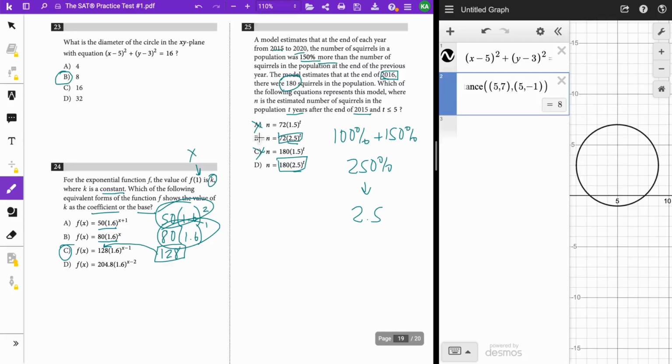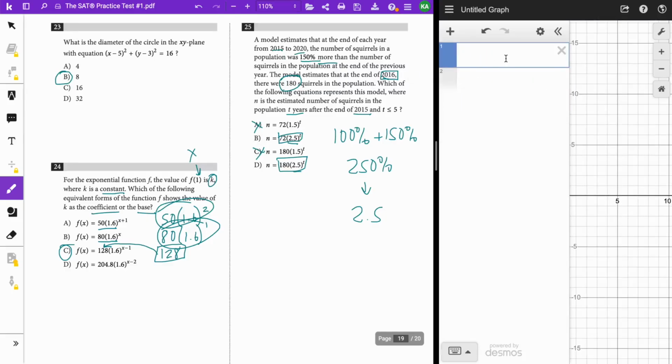So B would be, well, we can figure it out. Let's go over to Desmos and just type in 72 times 2.5. And remember we said t was 1. And look, that gives us our squirrel population of 180. If we tried that same thing with D, it's not going to work. I'll show you why. If we raise that to the first power, that's the wrong population. We know it should be 180. Okay, so after all that, we find out that the answer should be B.